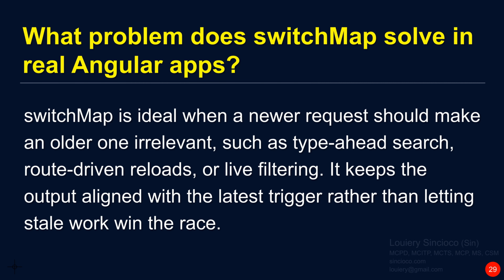What problem does switchMap solve in real Angular apps? switchMap is ideal when a newer request should make an older one irrelevant, such as type-ahead search, route-driven reloads, or live filtering. It keeps the output aligned with the latest trigger, rather than letting stale work win the race.